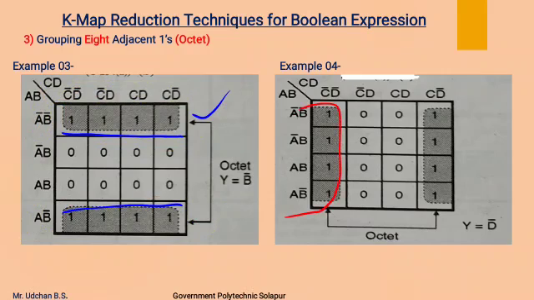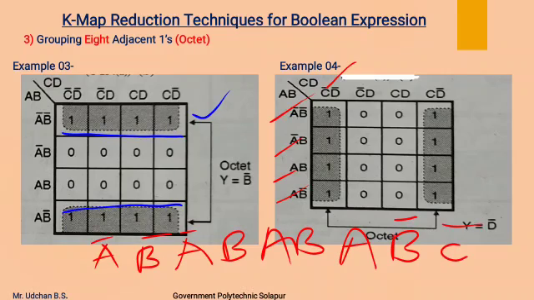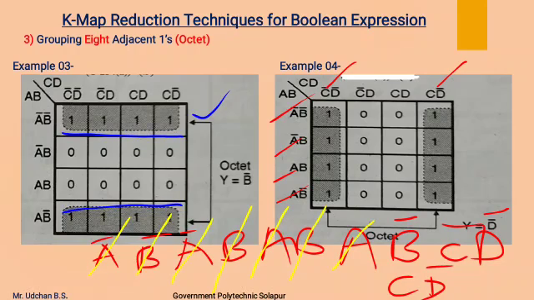Terms related to this octet are A bar B bar, A bar B, A B, and A B bar. This one C bar D bar, and C D bar. Now in this, A bar and A get cancelled, this A bar and A get cancelled, this B bar and B get cancelled, this B and B bar get cancelled, this C bar and this C get cancelled. Only 2 D bar remain, which together give us a single D bar. So y equal to D bar is the reduced equation for our given octet.